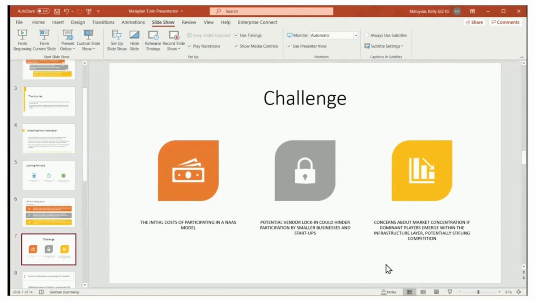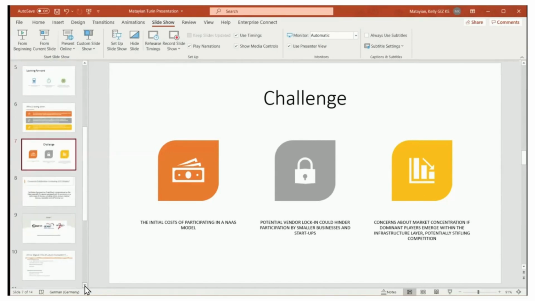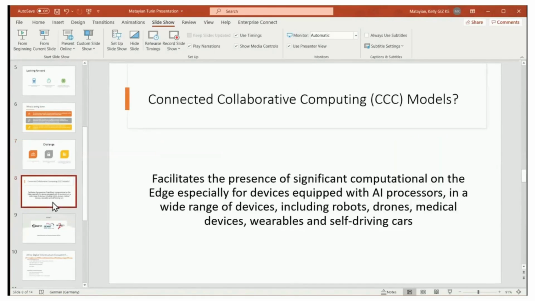and startups. And with the current investment model as it is, there is concern of market concentration of dominant players who emerge within the infrastructure layers, and they stifle competition and end up determining the pricing, making innovation and technology deployment inaccessible to segments such as academia, who are unable to invest in technology.